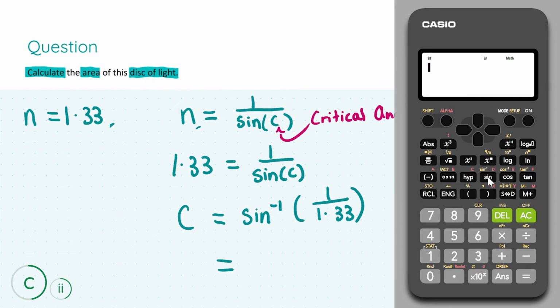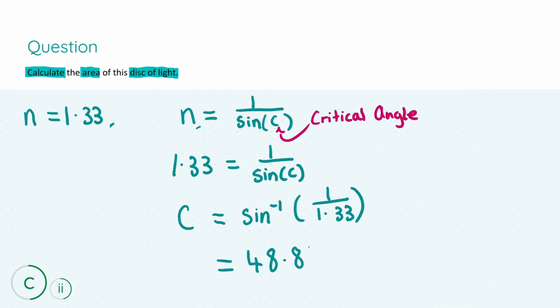Okay, so we have the critical angle is equal to sine inverse of 1 over 1.33, hitting that equal sign, and we get an angle of 48.75, or we can round it to 1 decimal place, which gives us a critical angle of 48.8 degrees here. Specify whether you're using degrees or radians again. Always put down an answer.